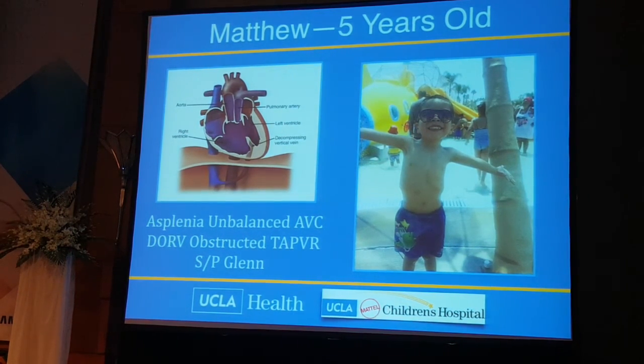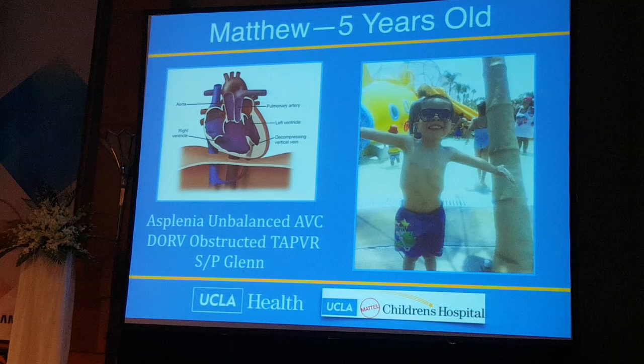So this is one of my patients who comes to my symposium at UCLA every year. He's actually, I think, almost 6 years old now. We diagnosed him with asplenia, unbalanced AV canal, double outlet right ventricle, and obstructed total anomalous pulmonary venous return. So this is a high-risk group, right, with multiple risk factors for a guarded prognosis. But he has done quite well, and he's ready for his Fontan now.